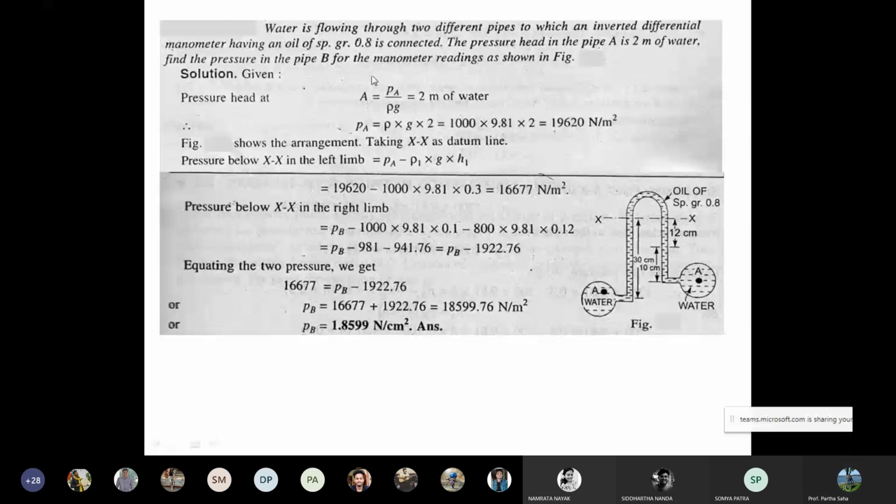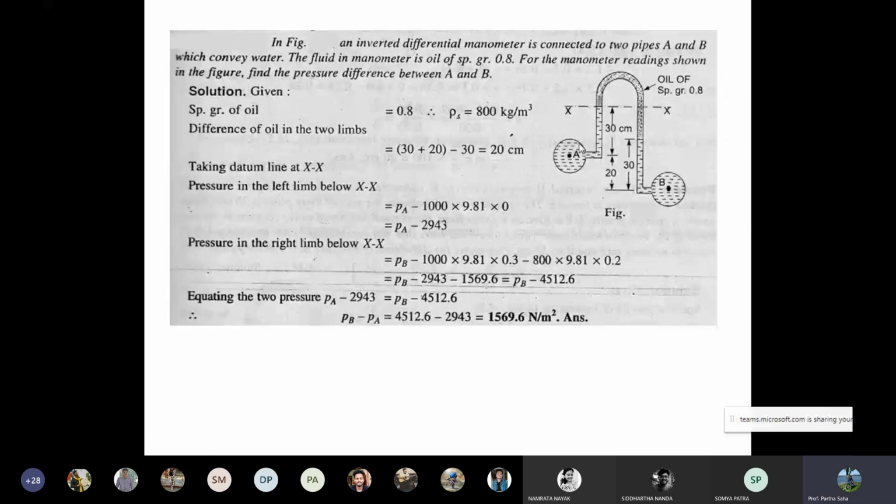Another problem: an inverted differential manometer is connected to pipes A and B which convey water. The fluid in the manometer is oil of specific gravity 0.8, just like the previous problem. For the manometer reading shown in the figure, find the pressure difference between A and B.